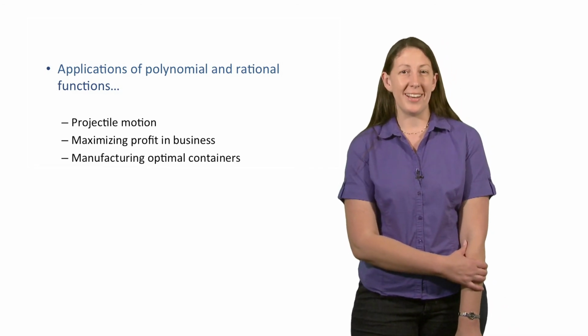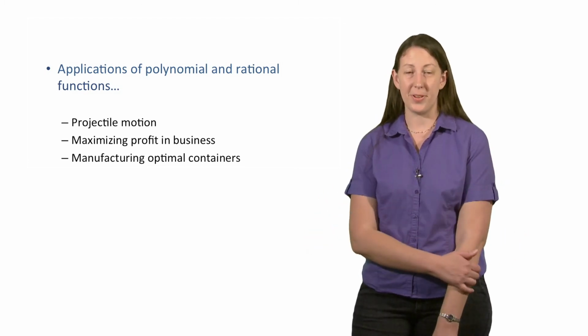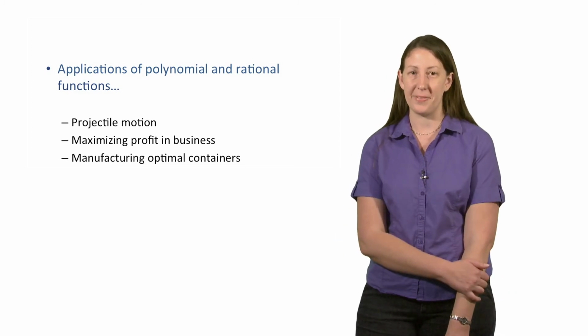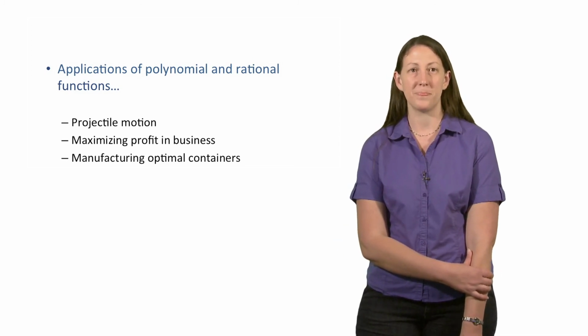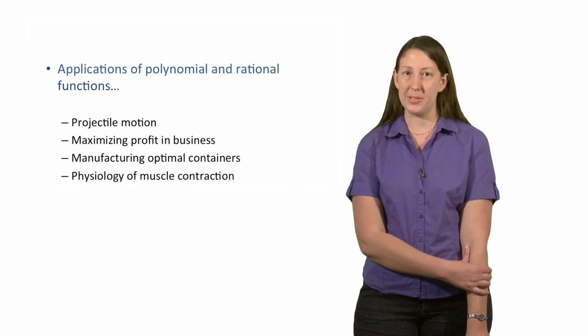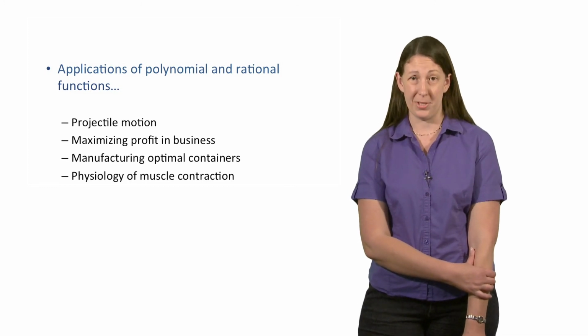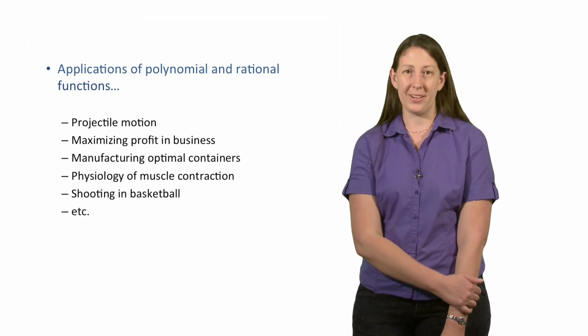Another thing that comes up a lot is manufacturing. When you're trying to make boxes or containers for things, you want to minimize the amount of materials you use and maximize the amount of space available for your product. This is an example of using polynomial functions. There's a lot of polynomial functions that come up in other areas. If you skim through your book, you'll see examples of applications to physiology and muscle contraction, shooting of a basketball, and all sorts of other examples like that.